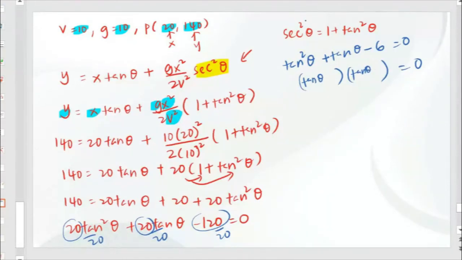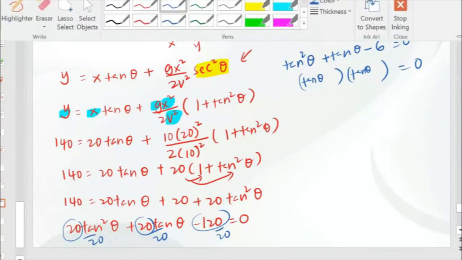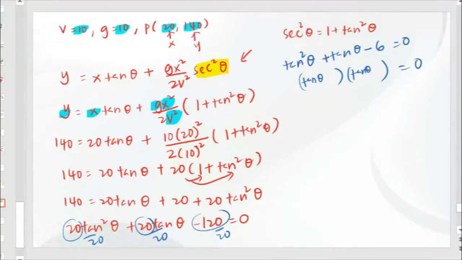Okay, now I want to discuss a bit about this one. Sometimes the question they don't like in tangent form, right? They like to do this tangent square. They make it in tangent. Let x equal to tangent theta. It's up to you. So it will become tangent square theta plus x square plus x minus 6 equal to 0, right?